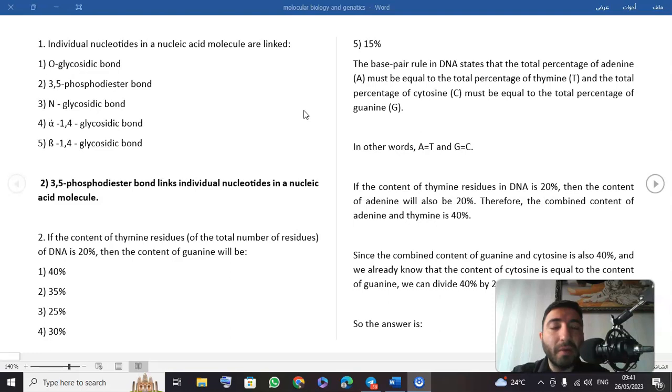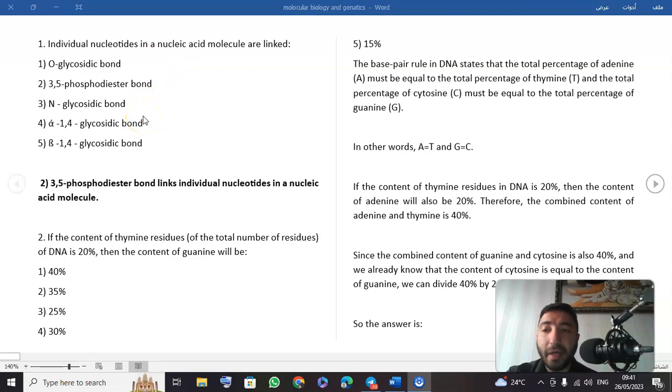So we have right now variant 1 or variant A, with the first question written here. Individual nucleotides in a nucleic acid molecule are linked with, the correct answer is, 3' to 5' phosphodiester bonds, linking the individual nucleotides in a nucleic acid molecule.